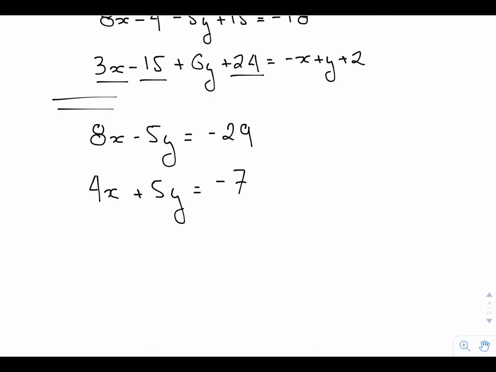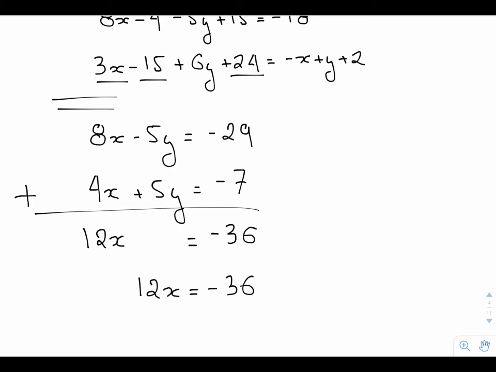And the method that jumps out at me right away, because it's going to take the least amount of work, is elimination. Notice I have a negative 5y and a positive 5y here. So if I add the two equations together, that will eliminate the 5y, eliminate the y variable, and I get to solve for x. So let's add them together. 8 and 4 gives me 12. The negative 5y and positive 5y is 0, which I'm not going to bother writing. And then if I add negative 29 and negative 7, I obtain negative 36. So 12x is equal to negative 36.